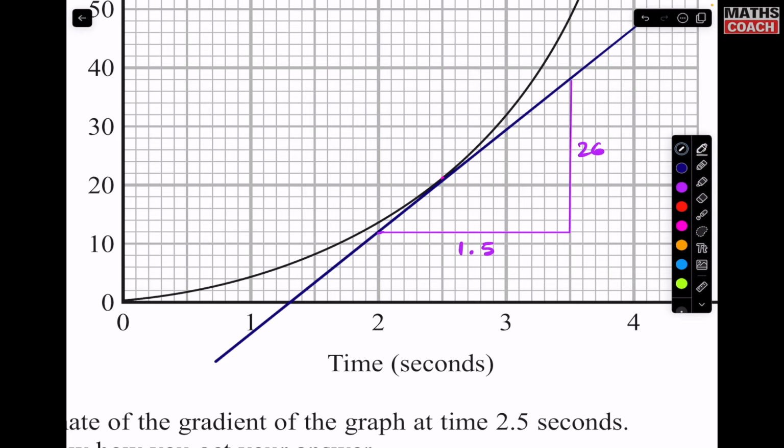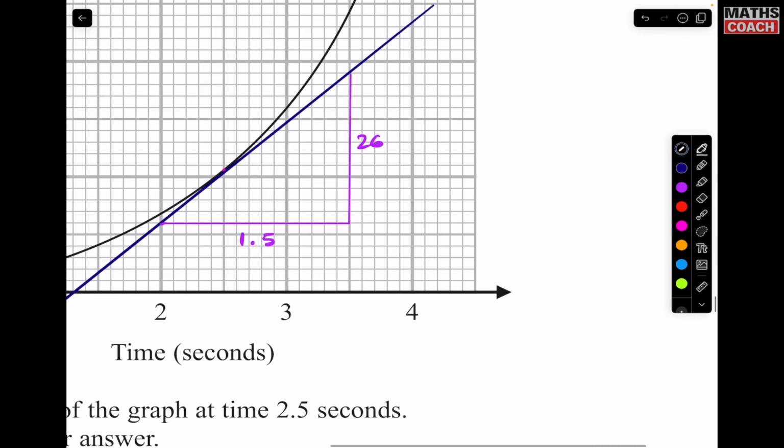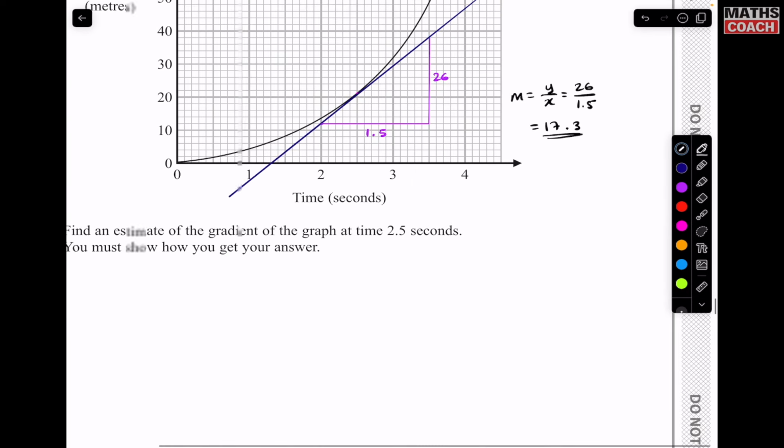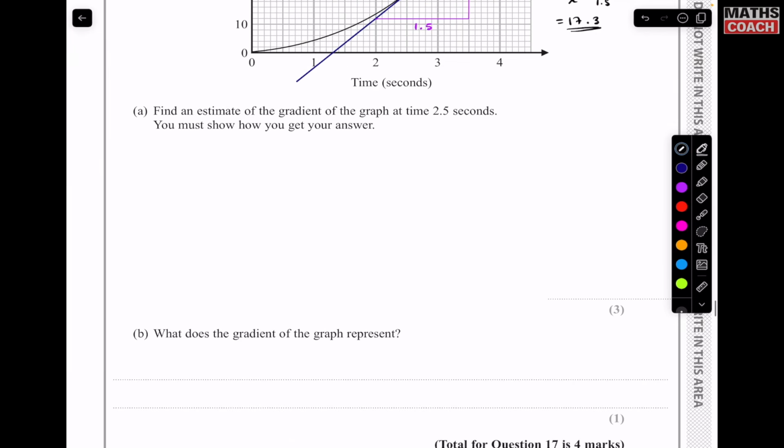So now to work out the gradient, m is equal to y divided by x. So that's going to be 26 divided by 1.5, and I'm getting 17.3 recurring. Okay, just leave it at 17.3. Remember, at the end of the day, it's an estimation. So 17.3 is the estimation.